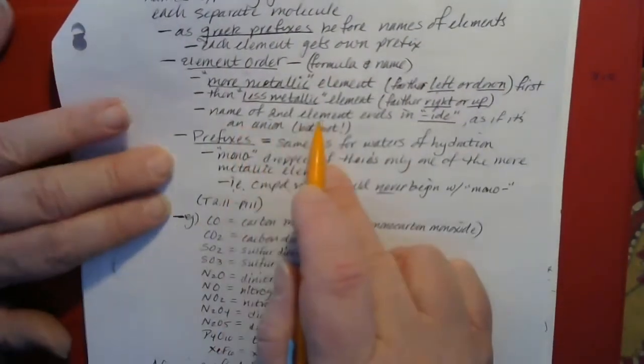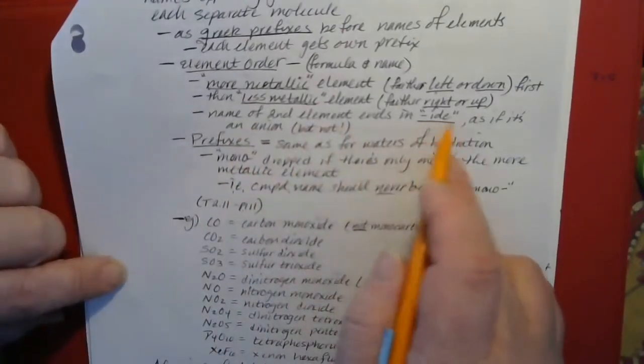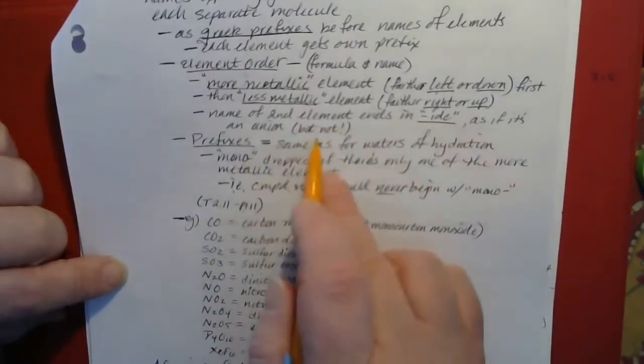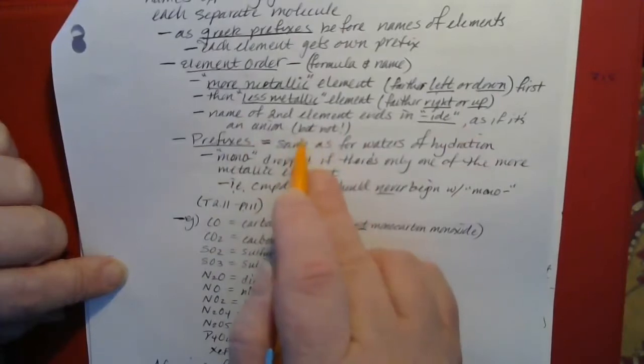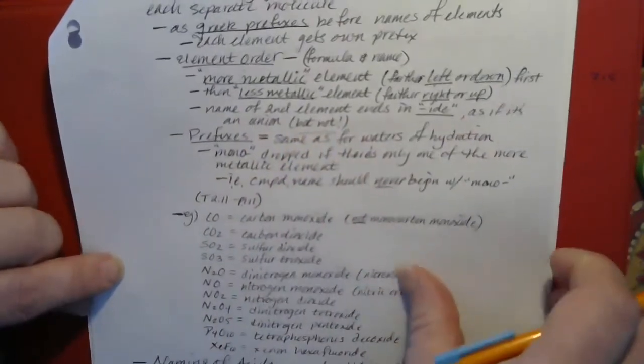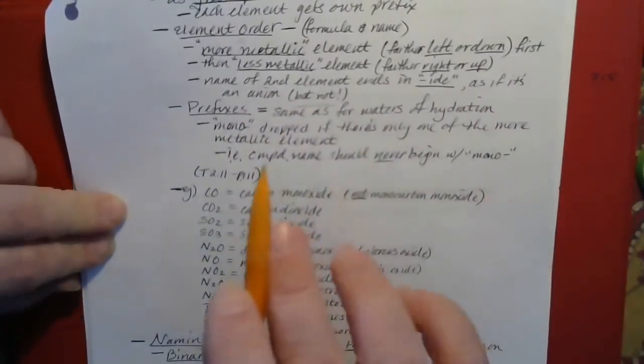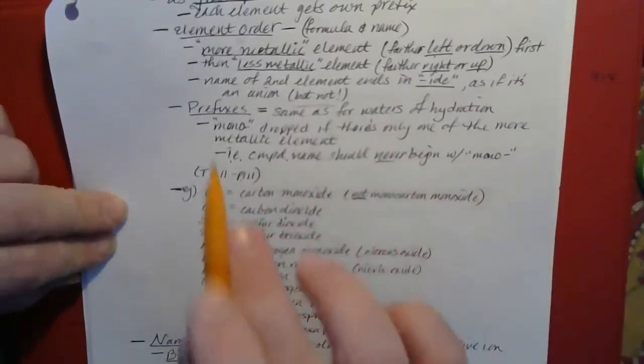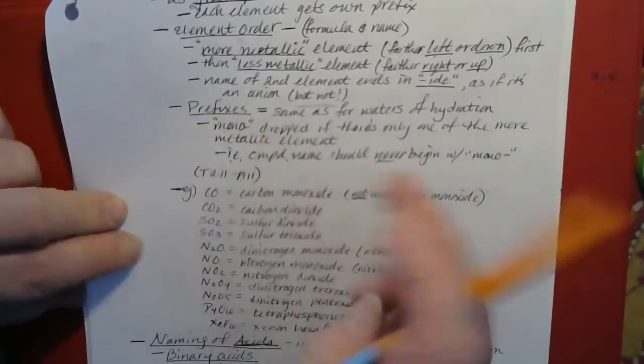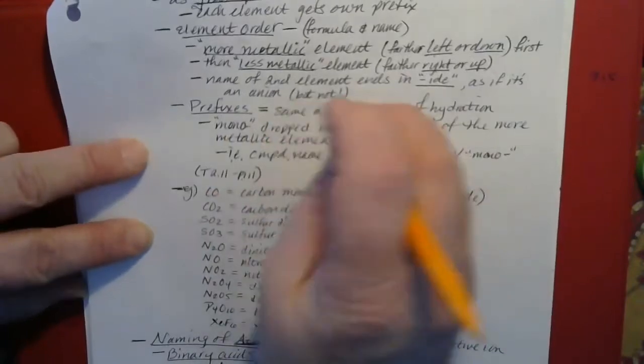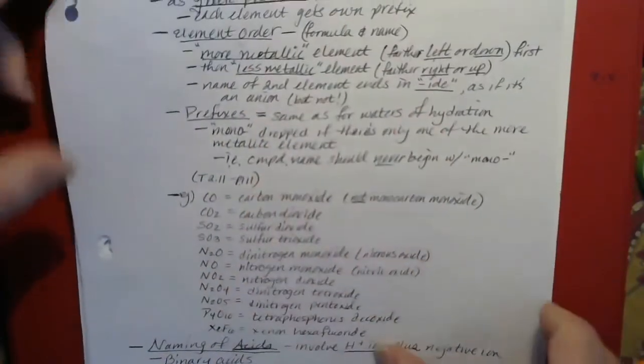So the name of the second element ends in IDE, as if it's an anion, but it isn't. Don't forget that, it's not. And then the name of each element gets a prefix. The prefix would be the same as the ones that we used for the waters of hydration.